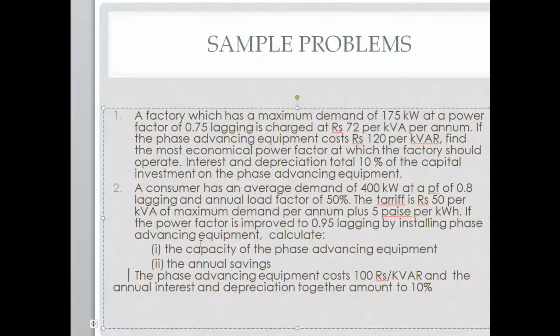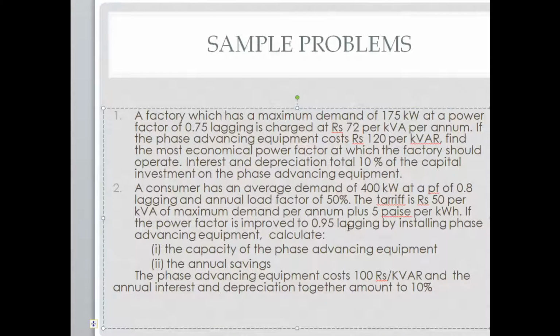So number 1 is technically just asking for the capacity of the phase advancing equipment. So that must be the Q offered by the capacitor in kVAR. I guess we all know how to solve that already. The only difference would be, since the tariff is going to be based on maximum demand terms, then you should be solving everything in terms of the maximum demand.